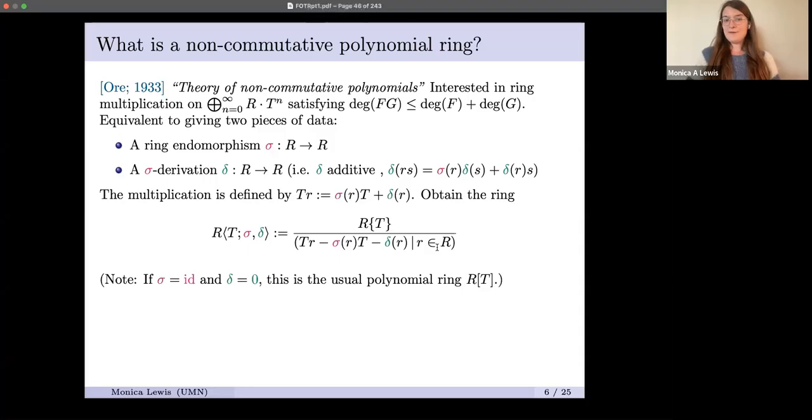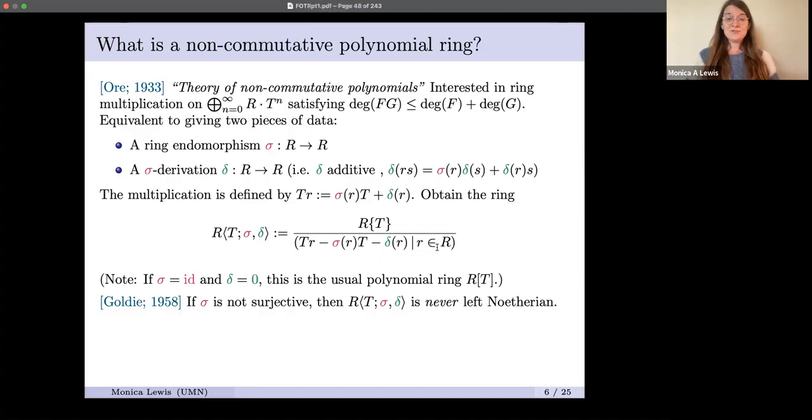Note, by the way, that if your endomorphism is the identity and your derivation is 0, this is the usual polynomial ring where T is in the center, T commutes with everything. Okay. So we ask the question, what kind of nice properties does this have? And again, the non-commutative algebra people are very interested in this.